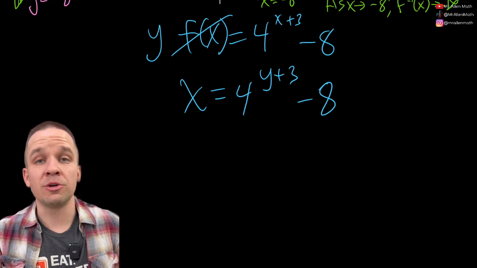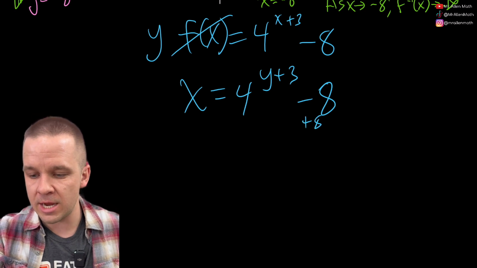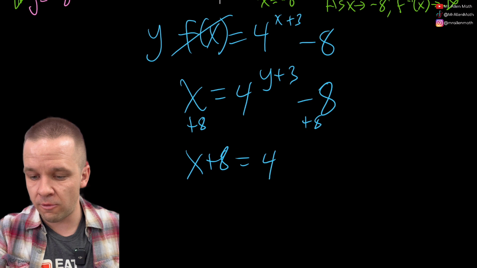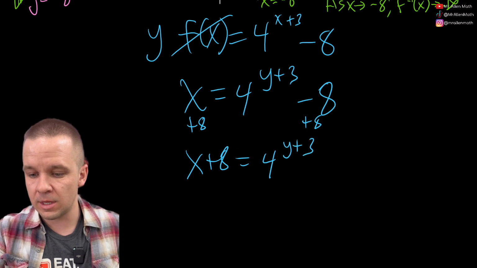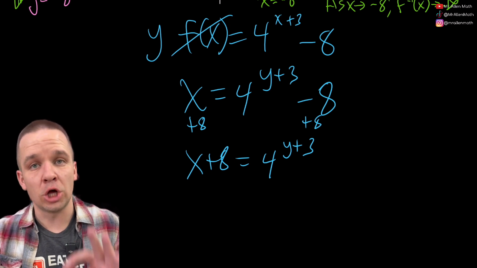Now what I need to do is resolve for y. First thing is an algebra 1 move. I'm going to add 8 to both sides. So x plus 8 equals 4 to the y plus 3. But now we're bringing in the algebra 2 stuff, where I need to rewrite this in log form.